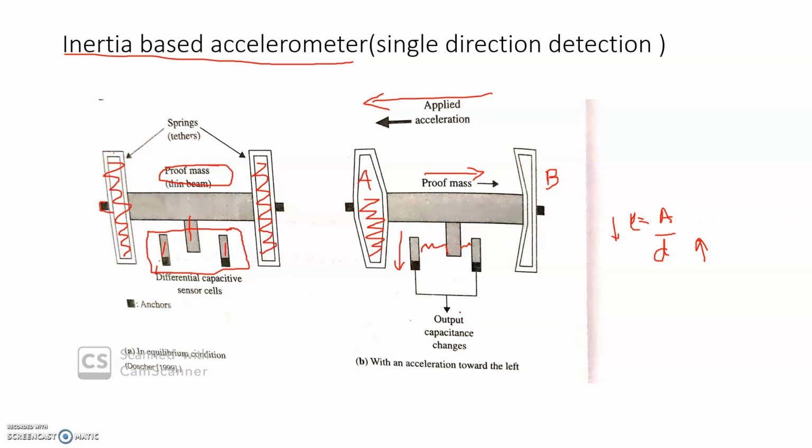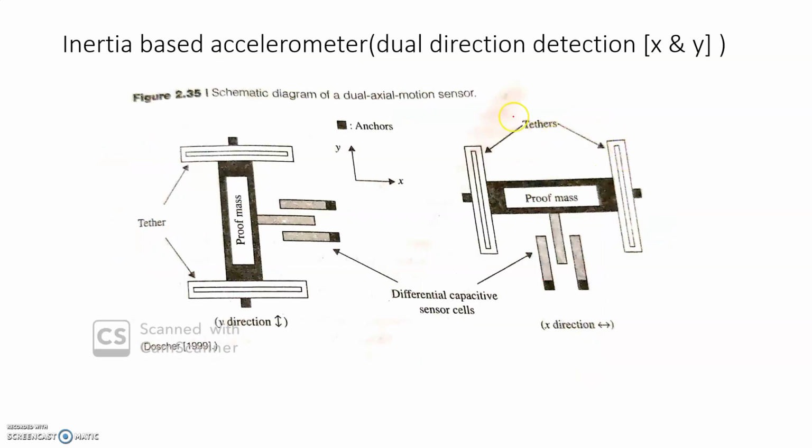Here we have a drawback that we can detect only in the x direction. This can be avoided with the help of a new method that can detect in the y direction also. This is the diagram that can be used to detect acceleration in y, and this one is used to measure the acceleration in the x direction.